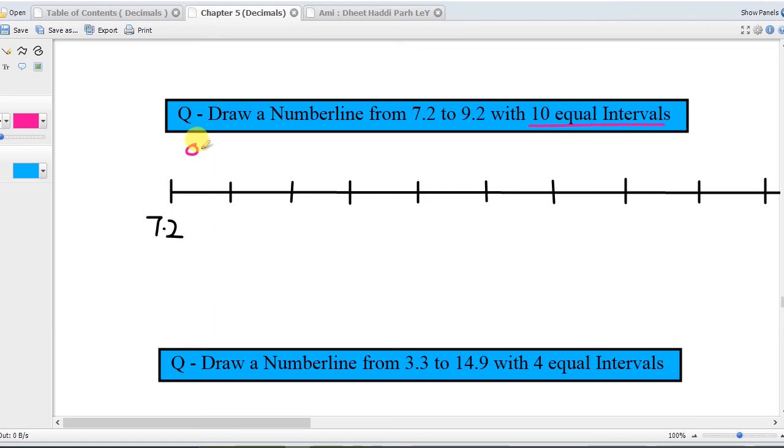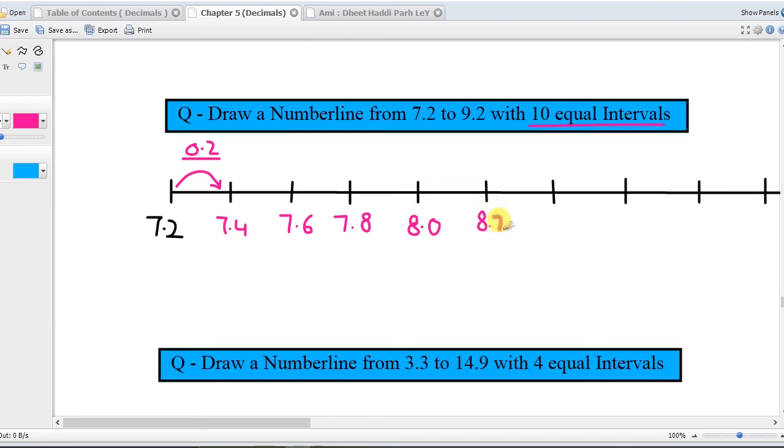So simply add 0.2 for all of these intervals, right? If you add 0.2 to 7.2, we get 7.4. Add 0.2 to it, 7.6. Add 0.2 to it, 7.8. Then add 0.2 to it, and this will become 8.0 or simply 8.